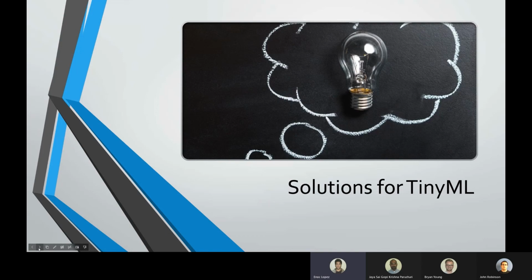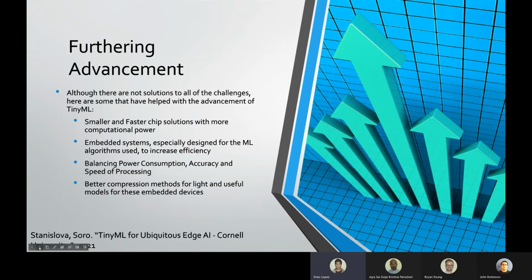Here are some of the solutions that we found for these issues with TinyML. We've been furthering the advancement of TinyML and finding solutions to these issues. Although there are not solutions to all of the challenges, there are many new advancements that we've been improving to develop TinyML further. We've gotten smaller and faster chip solutions with better power. We've designed embedded systems that are better optimized for running TinyML and its algorithms, and that increase efficiency because they're made specifically for them.